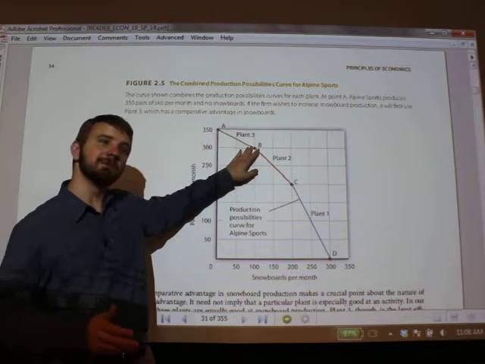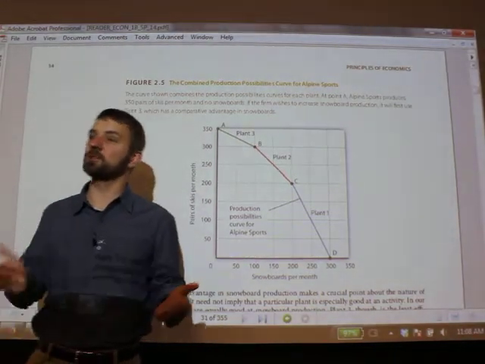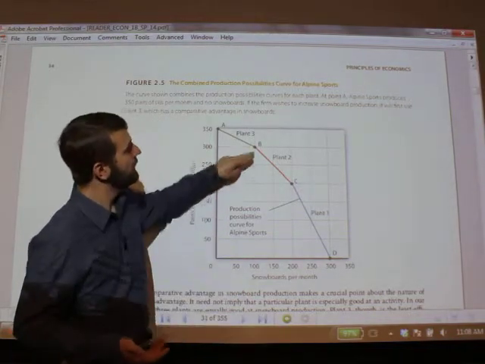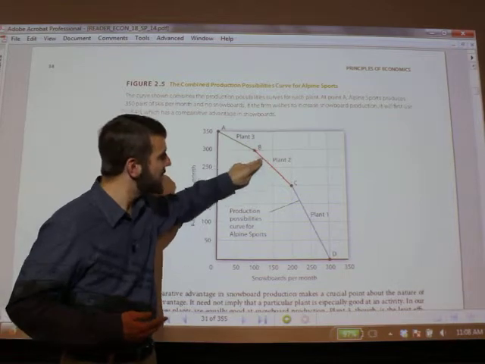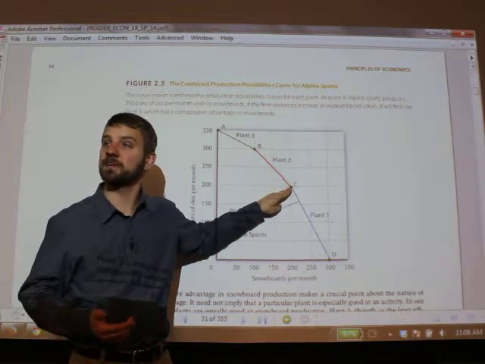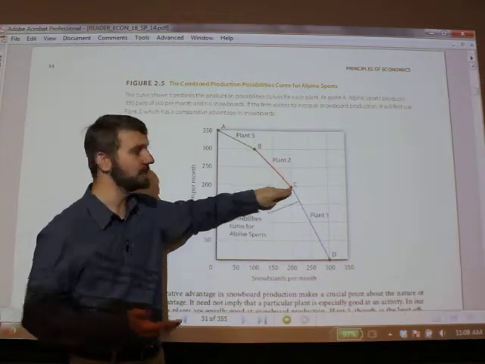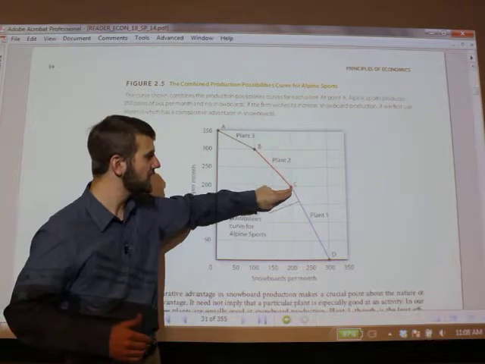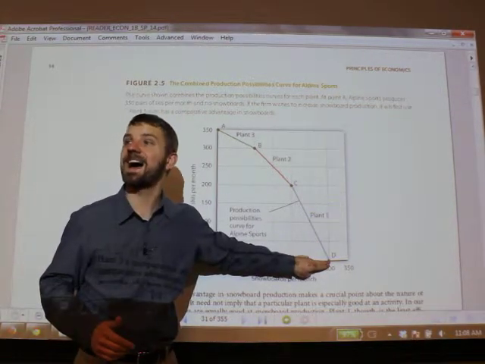But if she needs even more snowboards, say because her customers are demanding more snowboards, then she needs to put Plant 2 into board production. But that is costlier in opportunity cost terms, right? You see that by the steeper line. Finally, if she needs to produce 300 snowboards, she'll put her first plant into snowboard production. But then she's giving up a lot of skis, right? 200 skis. So that's a high opportunity cost.